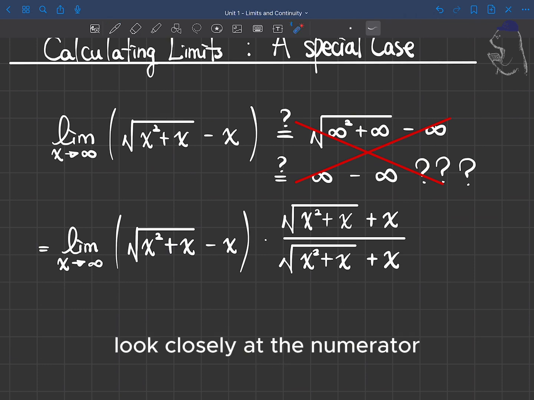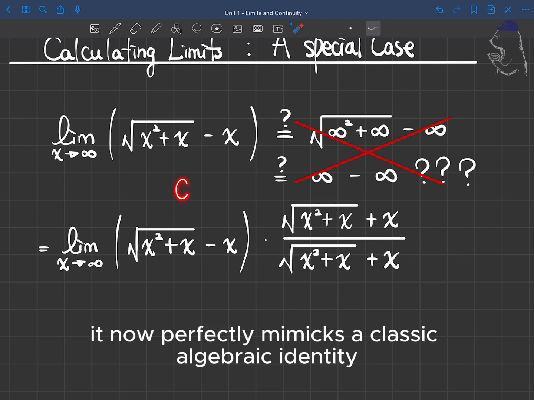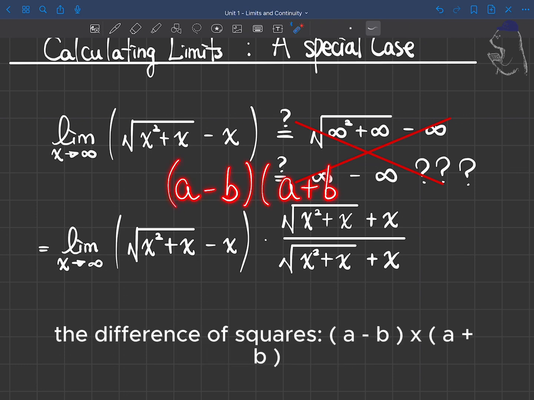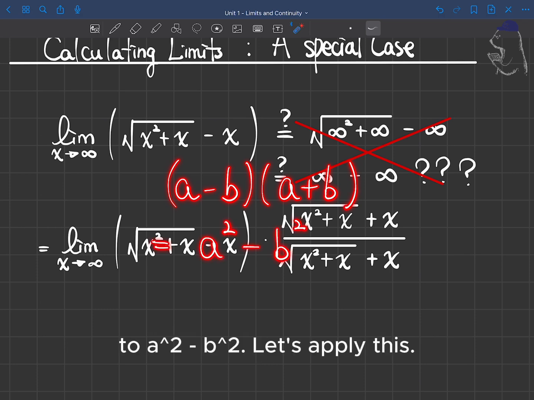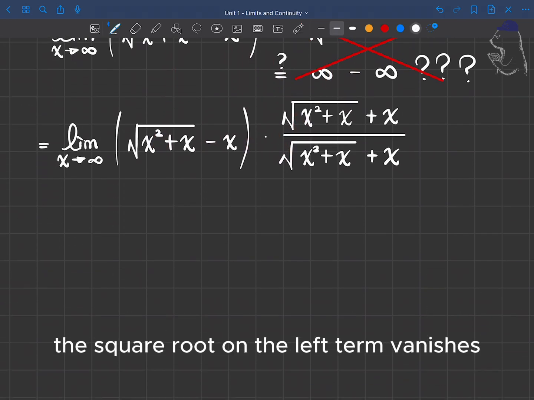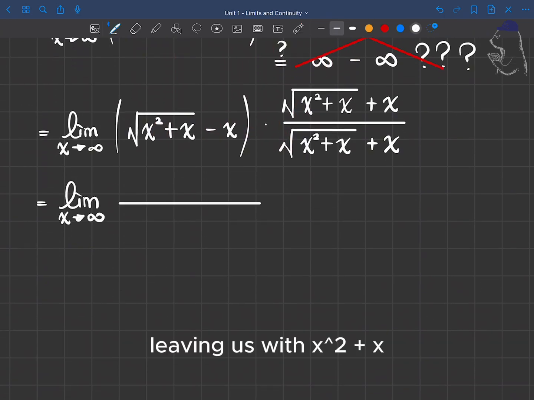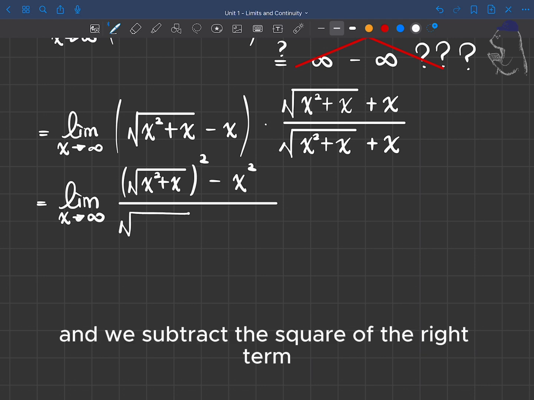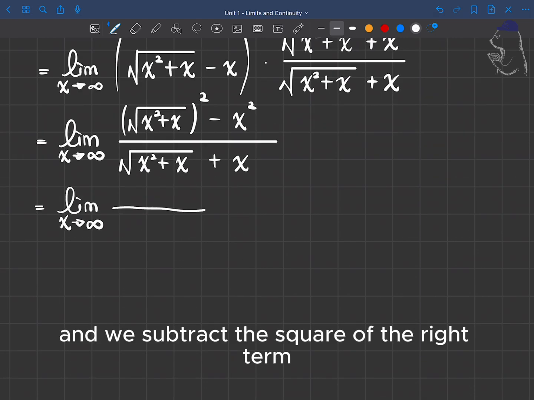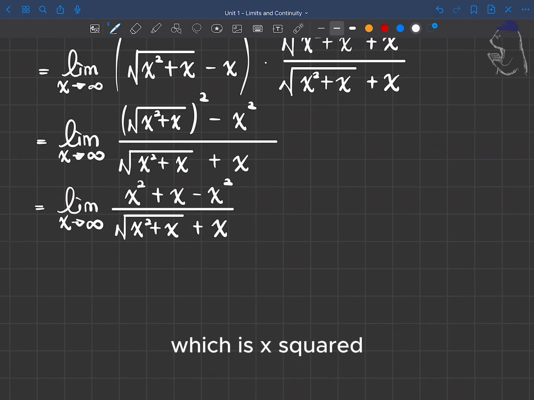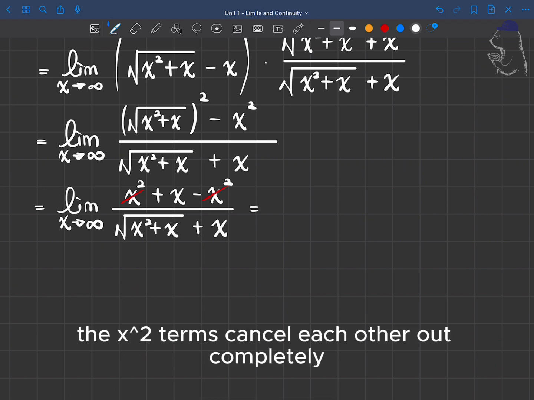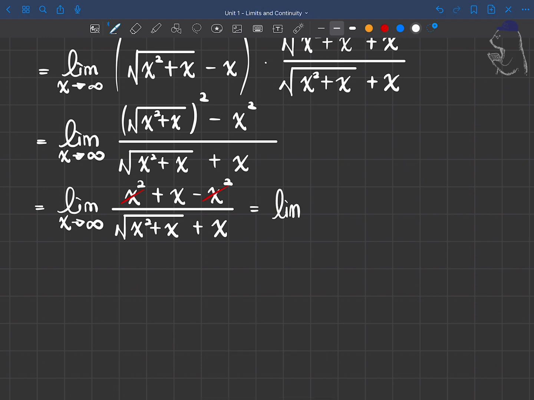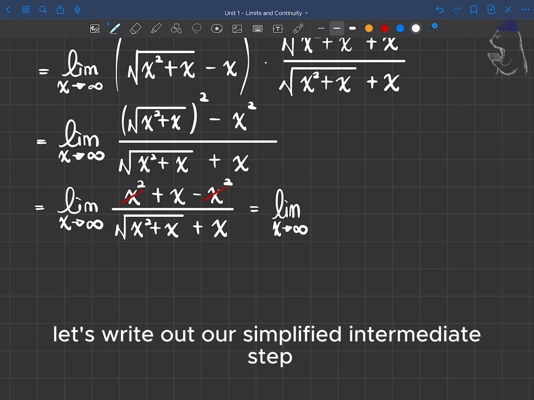Look closely at the numerator. It perfectly mimics a classic algebraic identity, the difference of squares, a minus b times a plus b, which simplifies beautifully to a squared minus b squared. Let's apply this. The square root on the left term vanishes, leaving us with x squared plus x, and we subtract the square of the right term, which is x squared. The x squared terms cancel each other out completely. Let's write out our simplified intermediate step.